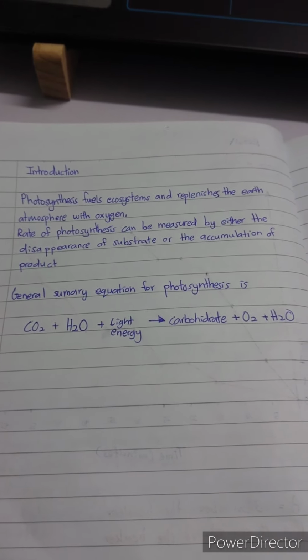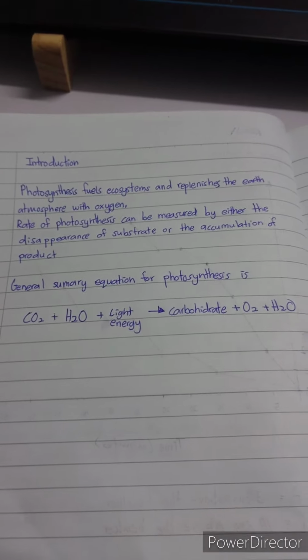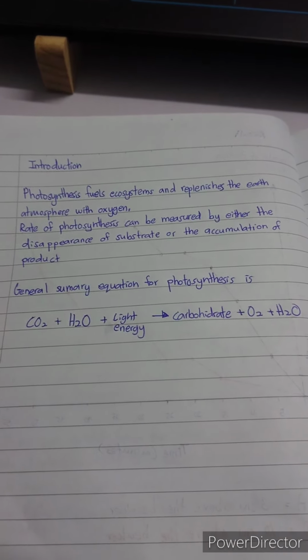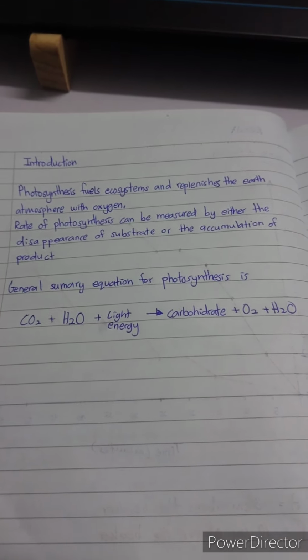The rate of photosynthesis can be measured by either the disappearance of substrate or the accumulation of product. The general summary equation for photosynthesis is CO2 plus H2O plus light energy gives a carbohydrate plus O2 plus H2O. Hypothesis: different distances of the light source will affect the rate of photosynthesis.